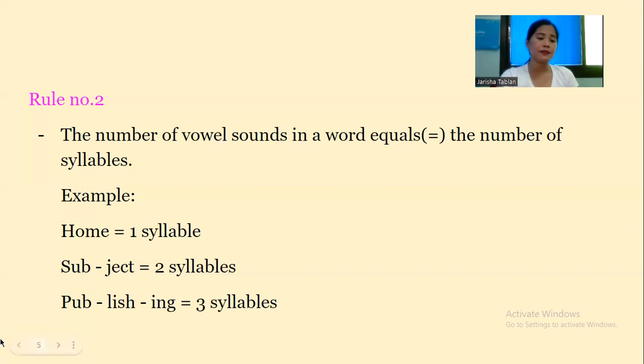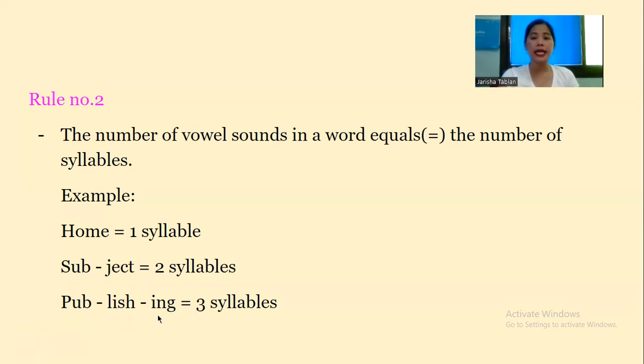Okay, next. We have subject. How many vowel sounds are there? There are 2. We have u and e. Subject. So how many syllables? 2 syllables. Why? Because there are 2 vowel sounds. Do you understand? Very easy.